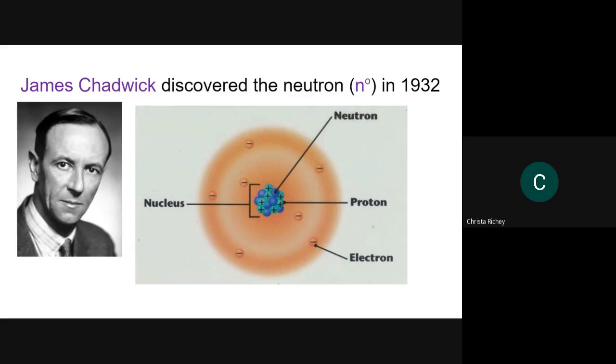Otherwise, it wants to blow up. And if it blows up, we have atomic bombs, or at least we have radioactive elements. So James Chadwick, in 1932, was the one that figured out the neutron.